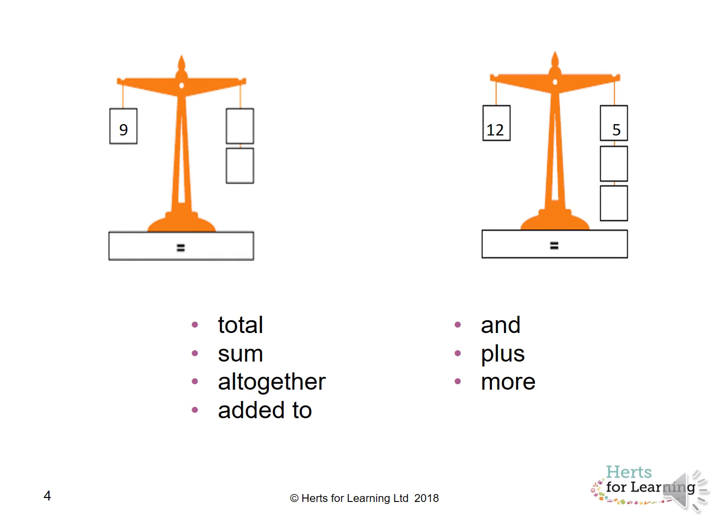Okay, so again with our balancing scales, we have got a 9 on the left-hand scale, so we need to think what 2 numbers can balance, add together to make 9. So have a pause, have a think.